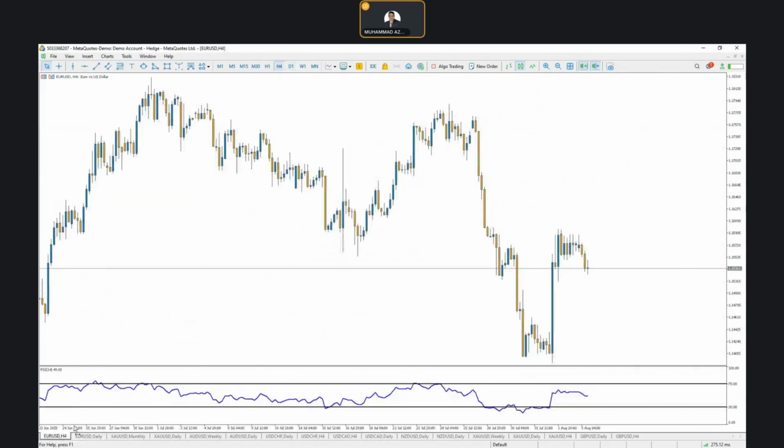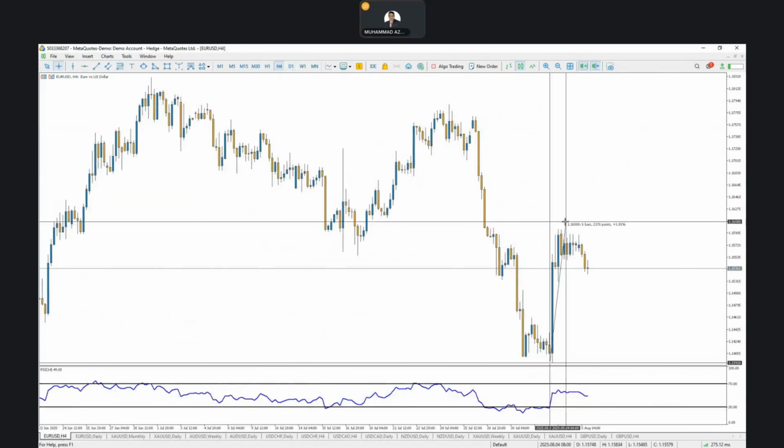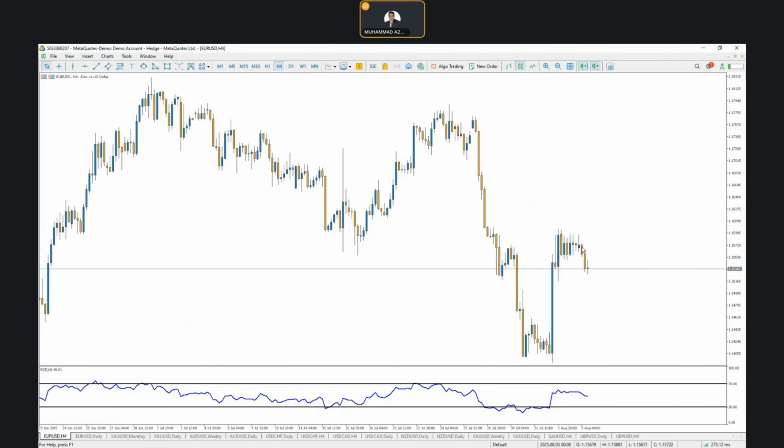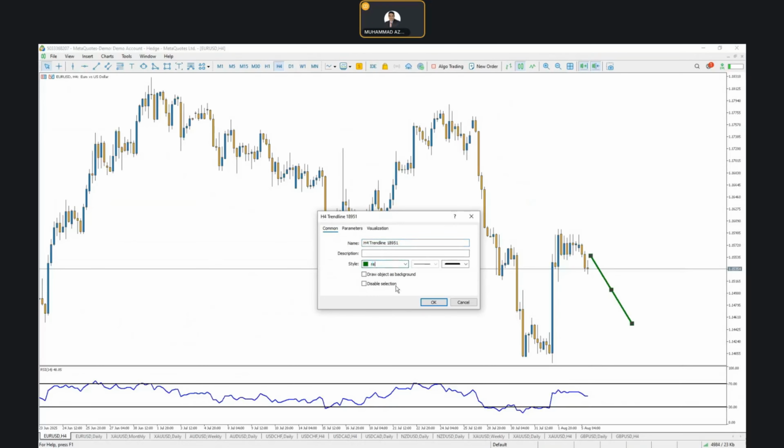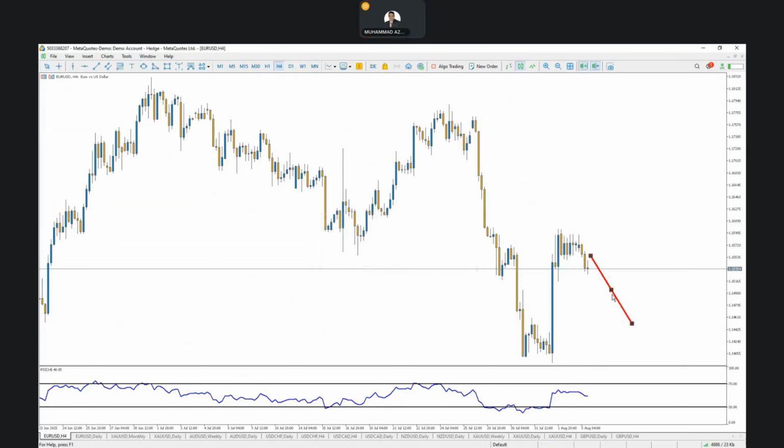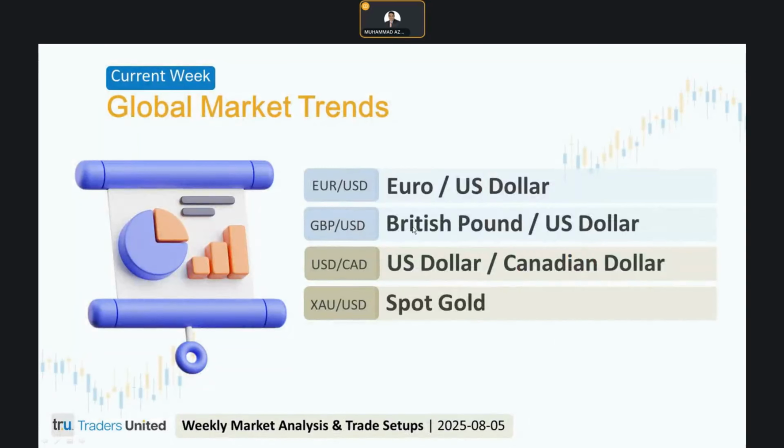If we go to a 4-hour time frame, this was a big bullish move we got over here. And so far, it seems to me price action is trying to drop, and we might get further weakness in price action. Let me change the color of this trend line to red. So we might get further weakness in price action of euro dollar currency pair, at least on a short term basis. Next one is the British pound, GBP USD currency pair.